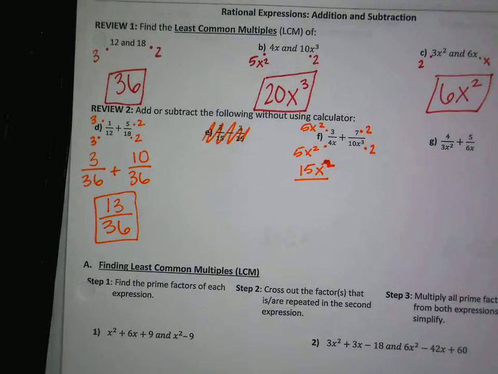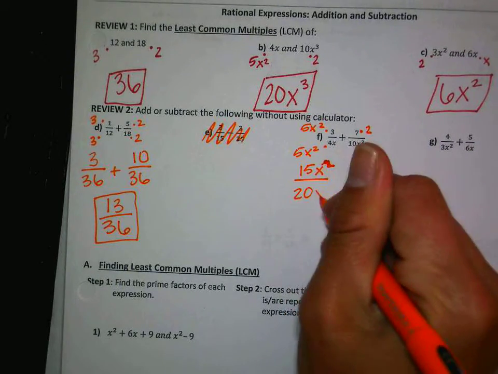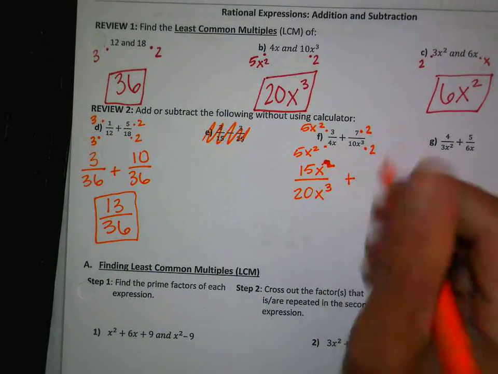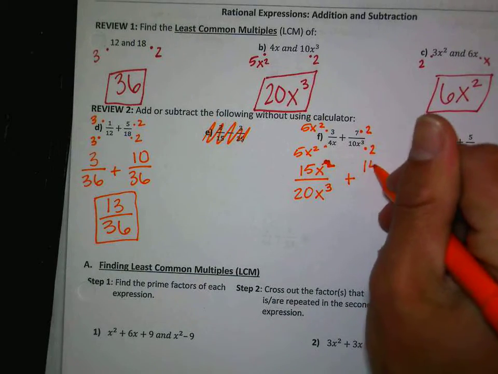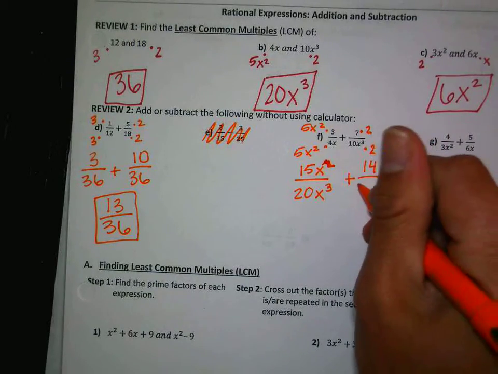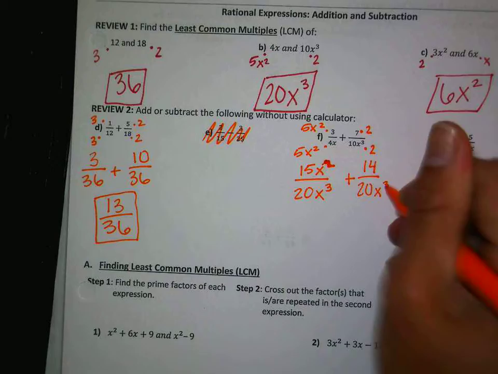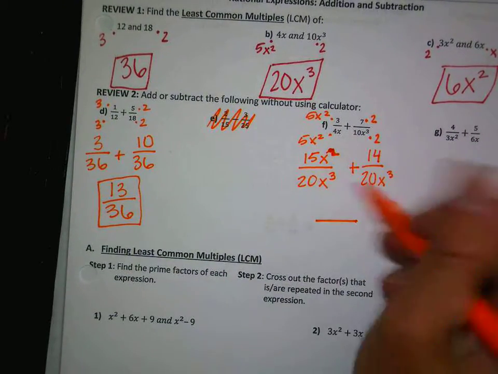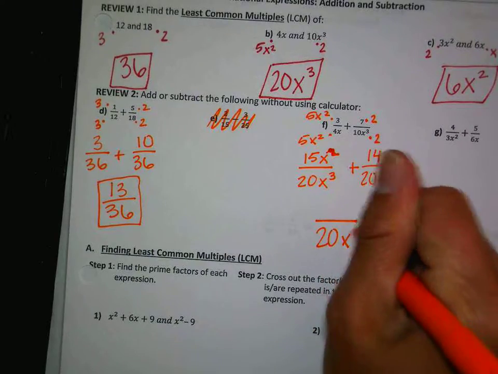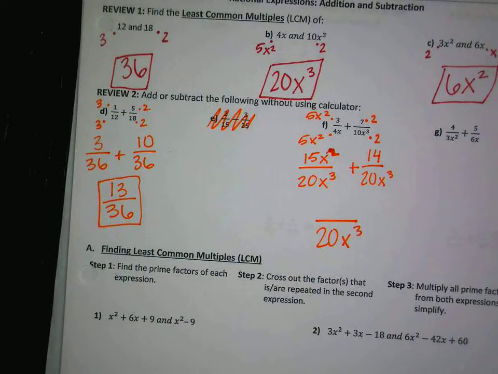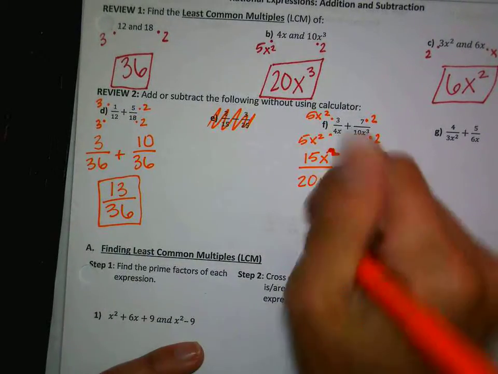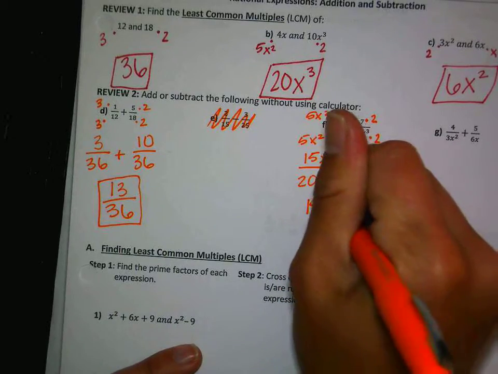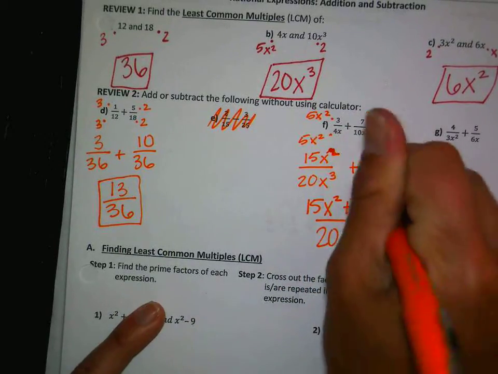So 15x squared on top and 20x cubed on bottom, plus 7 times 2, 14. And then 10x cubed times 2 is 20x cubed. So you get 20x cubed on the bottom. And then on top, can you combine 15x squared plus 14? No, so you're just going to write 15x squared plus 14.